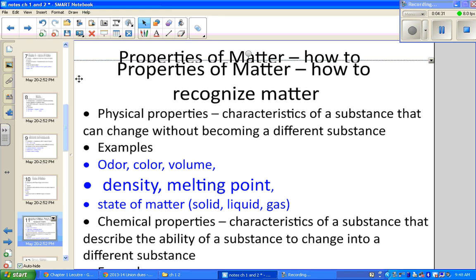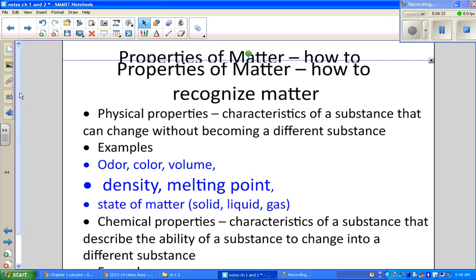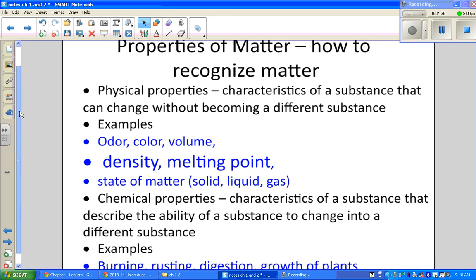Okay, what we have here now is really the heart of this new chapter, and it's what you need to work on today once I'm finished. Okay, it's the properties of matter, how to recognize matter. There's 4 ways to recognize it. Okay, the first way is right here. It's called a physical property. A property is a characteristic of a substance. And you can see this property without changing what the substance is. And I think it's best to look at my examples to understand this.